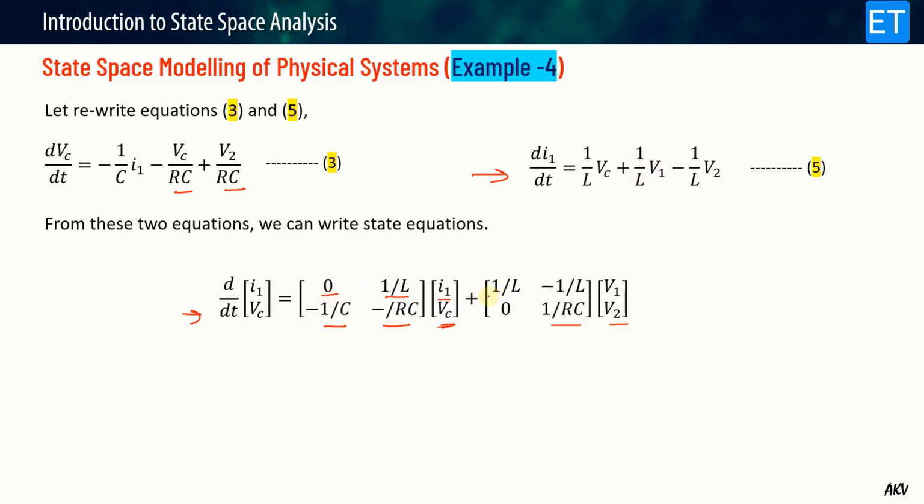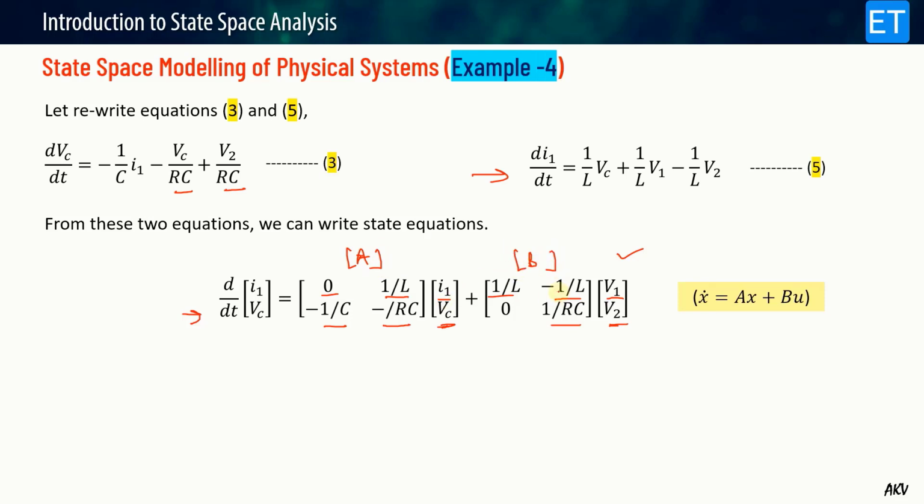1 upon L V1, and then minus 1 upon L V2. So from equations 3 and 5, I can write this equation. So that is x dot equal to Ax plus Bu. So this is my A matrix, this is my B matrix.